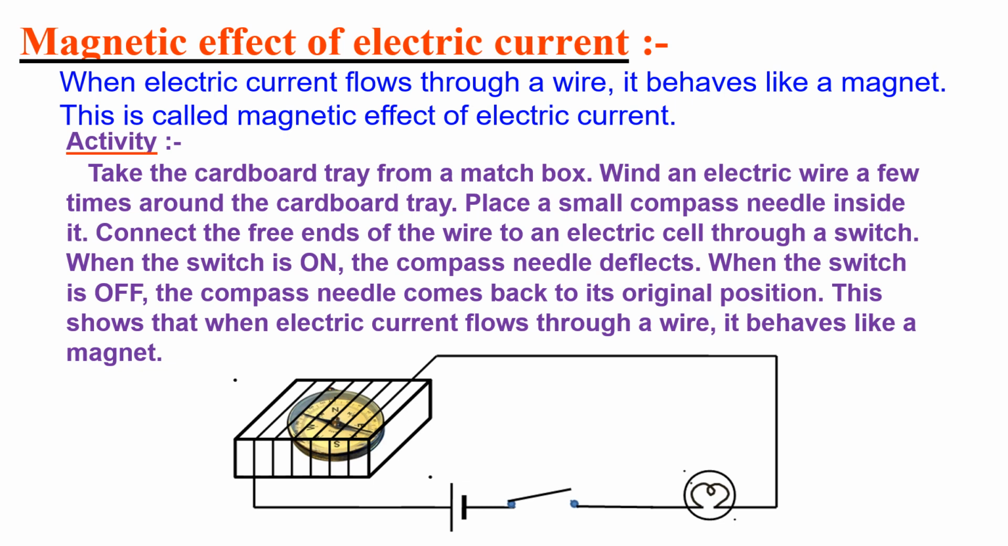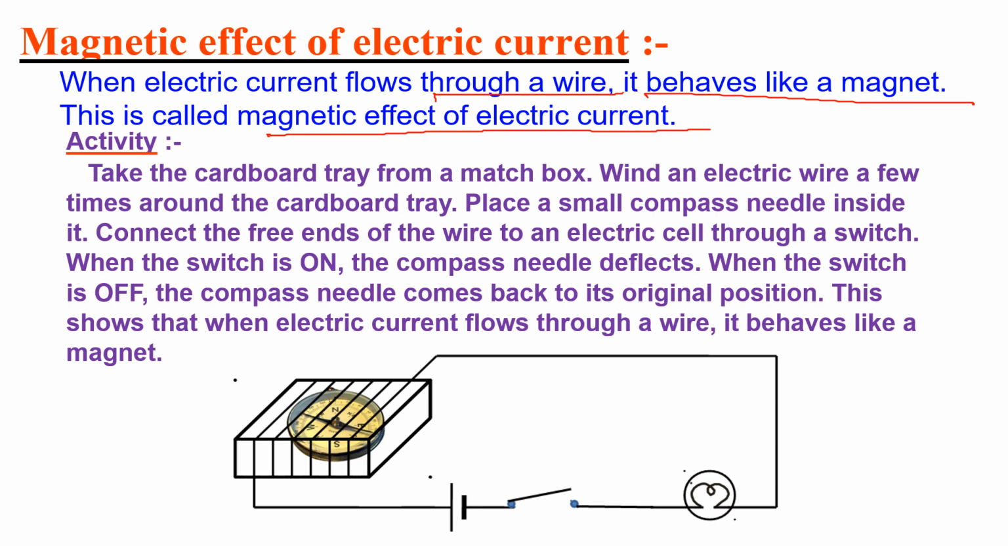Magnetic effect of electric current. Magnetic effect of electric current means when electric current flows through a wire, it behaves like a magnet. This is called the magnetic effect of electric current. So you can say that it is a magnetic effect of electric current.